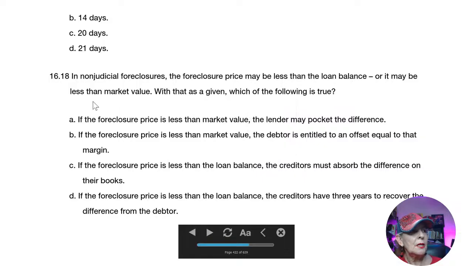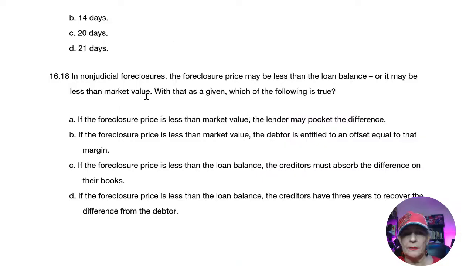In non-judicial foreclosures, again, they don't have to go to the judge. The foreclosure price called a short sale, or it may be less than market value. Well, a foreclosure won't be a short sale. It'll already be at the courthouse. With that as a given, which of the following is true? So in a non-judicial foreclosure, that means the lender has started the foreclosure proceeding. The foreclosure price may be less than the loan balance, or it may be less than market value. With that as a given, which of the following is true?